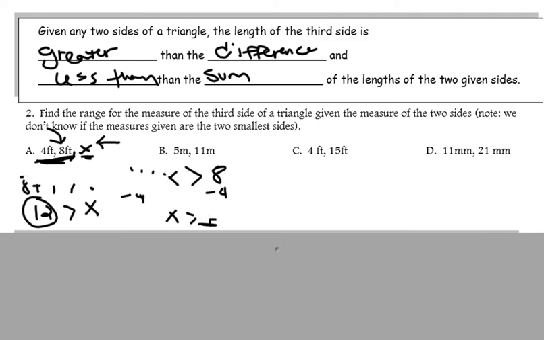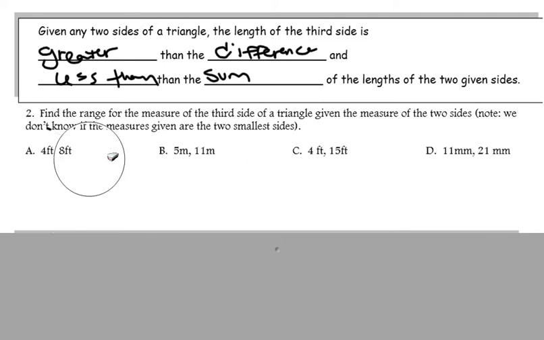Alright, so the way that we write that is we call x the third side. X has to be greater than the difference of the two numbers, which was 4, and it has to be less than the sum of the two sides, which is 12. So our third side has to fall anywhere between 4 and 12.